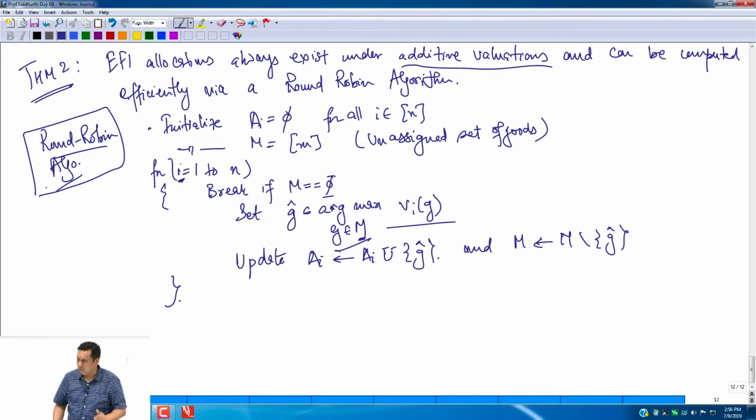Yes, this is completely arbitrary. The ordering among the agents does not matter. You can just shuffle them, order the agents any which way you like. The algorithm is going to succeed. The only selection rule that you're following is that when it's i's turn, the most valued good for i gets included in A_i.